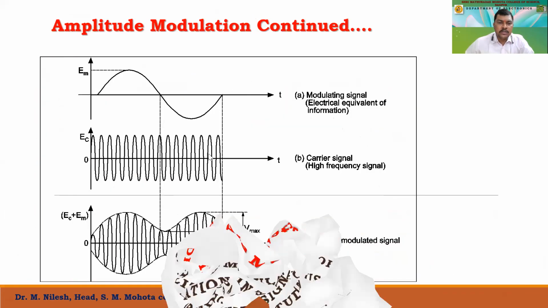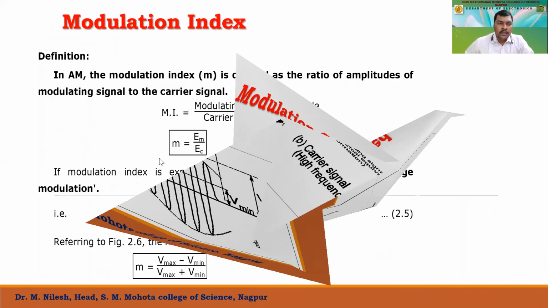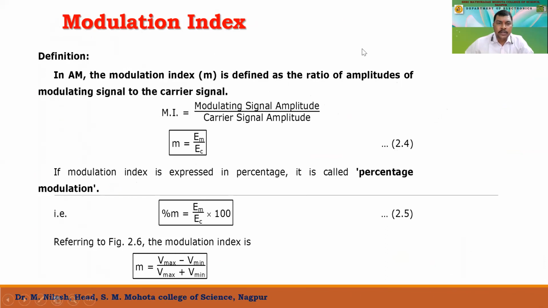Then this is the modulating signal, this is the carrier wave, and this is the amplitude modulated wave, right? Then this was the modulation index. Modulation index is defined as the ratio of the amplitudes of the modulating signal to the carrier signal. We have the amplitudes of both, represented by EM and EC. EM is the amplitude of the modulating signal, EC is the amplitude of the carrier signal, right? So we'll have the ratio of it.